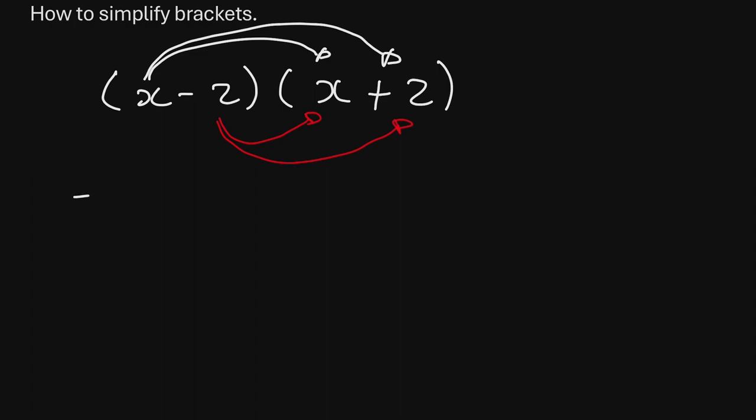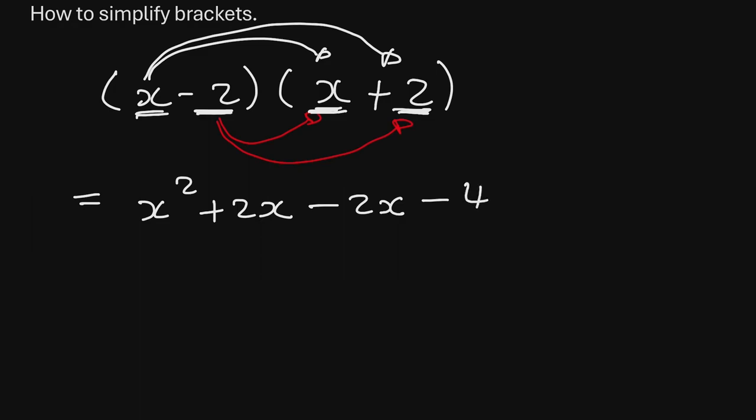So we're going to say our solution is what? X multiplied by x, that is going to give us x squared. Then x multiplied by positive 2, that is going to give us positive 2x. And then negative 2 multiplied by x, that is going to give us negative 2x. And then lastly, negative 2 multiplied by positive 2, that is going to give us negative 4.